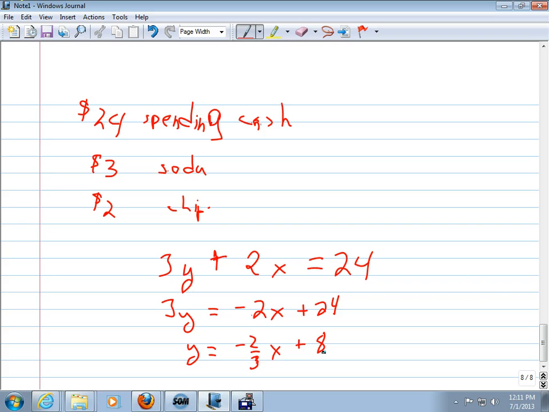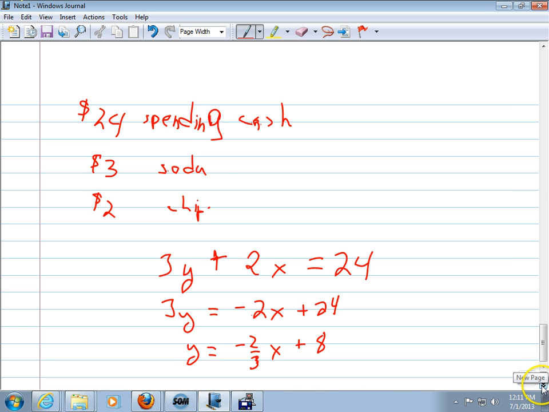So if you buy 0 chips, you can get 8 6-packs of soda. Does that make sense? So if I plug in 0 for X, I get 8 for Y. If I plug in 2 for X, no. Wait, X is the number of chips, right? Let's make it easy. If I plug in 3 for x, what's y? Can you find y? What's negative 2/3 of 3? What's 2/3 times 3? 2. I'm saying, what is y? That's all right. Let's go to another page.